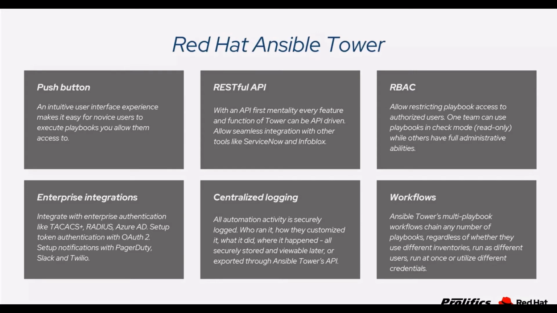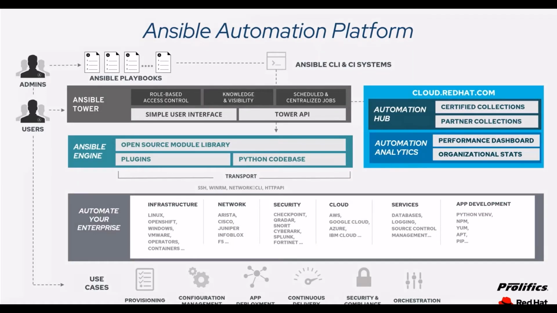Now shown on this slide are just a few of the fantastic features in Ansible Tower, such as the RESTful APIs, where with an API-first mentality every feature and function of Ansible Tower can be API driven, allowing seamless integration with other tools like ServiceNow and Infoblox, and workflows and centralized login. The list does truly go on. So shown here is the entire Ansible Automation Platform at work.